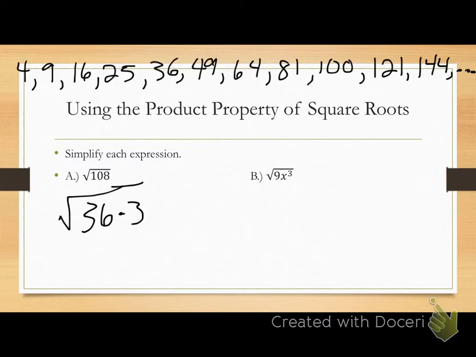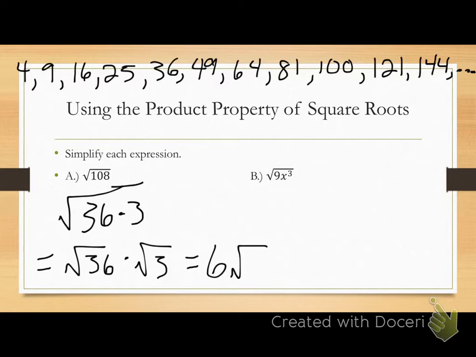So I broke 108 down into 36 times 3. What does the product property tell me I can do with these two things? Separate them under their own radicals, and multiply the radicals. What's the square root of 36? 6. Can I take the square root of 3? Nope. Okay, condition 1. I'm saying this is simplest form, right?